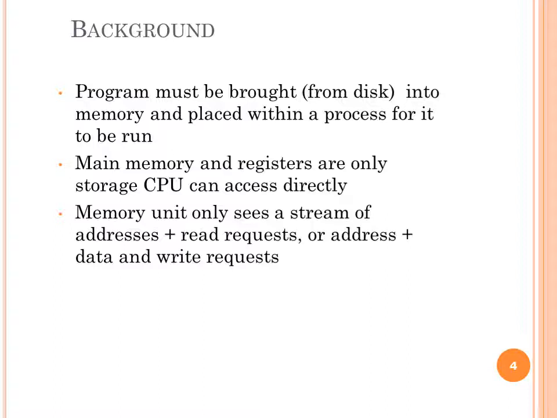As we all know, memory is central to the operation of a modern computer system. Memory consists of a large array of words or bytes, each with its own address. The CPU fetches instructions from the memory according to the value of the program counter. A typical instruction cycle first fetches an instruction from the memory. The instruction is then decoded and may cause operands to be fetched from the memory. Afterwards, the instruction is executed on the operands. The result may be stored back into the memory.